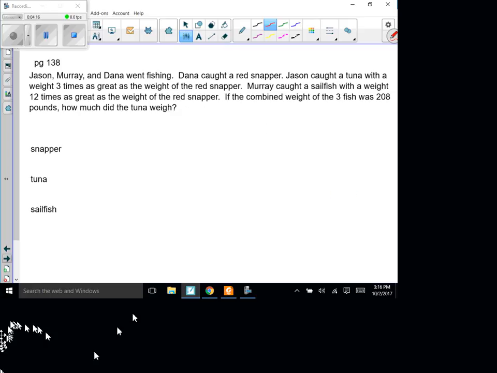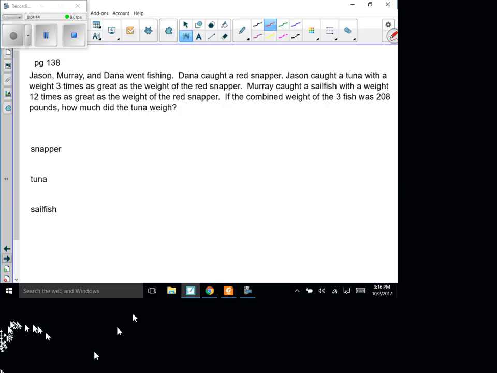Moving on, this is page 138. Jason, Murray, and Dana went fishing. Dana caught a red snapper. Jason caught a tuna with a weight 3 times as great as the weight of the red snapper. And Murray caught a sailfish with a weight 12 times as great as the red snapper. If the combined weight of the fish was 208 pounds, how much did the tuna weigh?